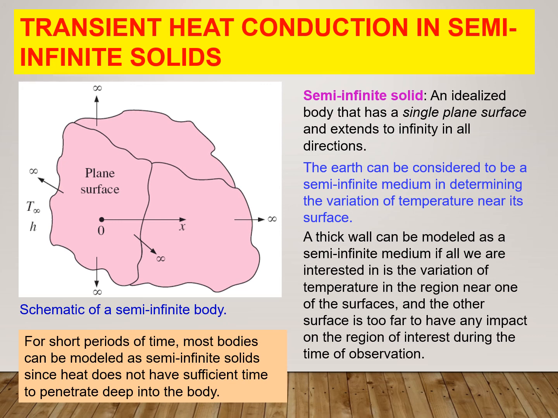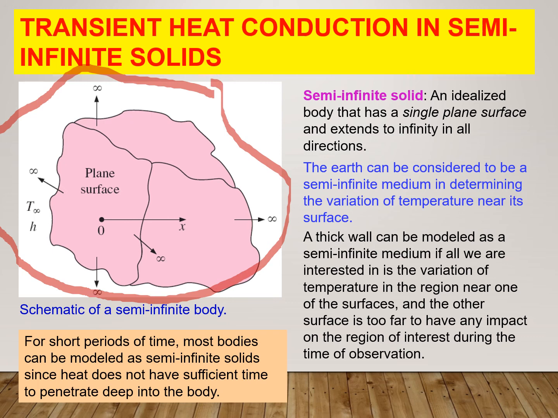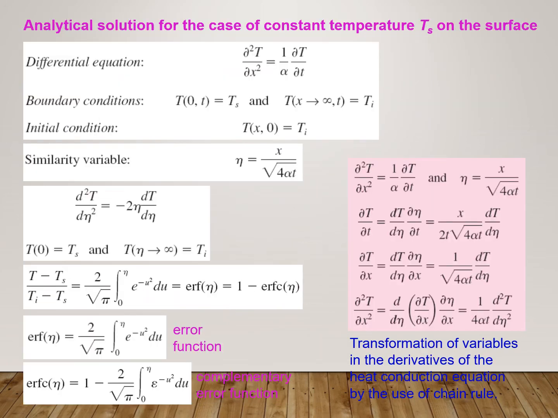So this is a semi-infinite body here, you can see. We will discuss the analytical solution for the case of a constant temperature at the surface. The differential equation is ∂²T/∂x² = (1/α) ∂T/∂t. Boundary conditions: T(0,t) = Ts and T(x→∞,t) = Ti. The initial condition is T(x,0) = Ti.